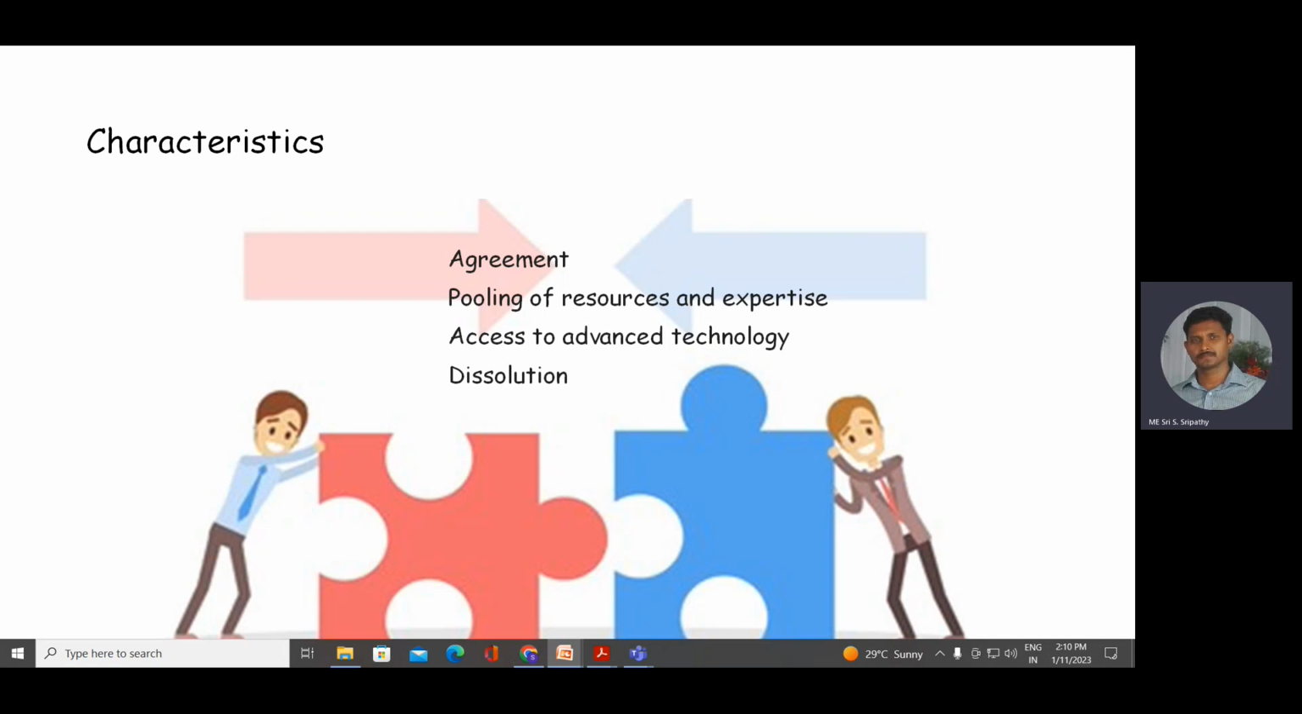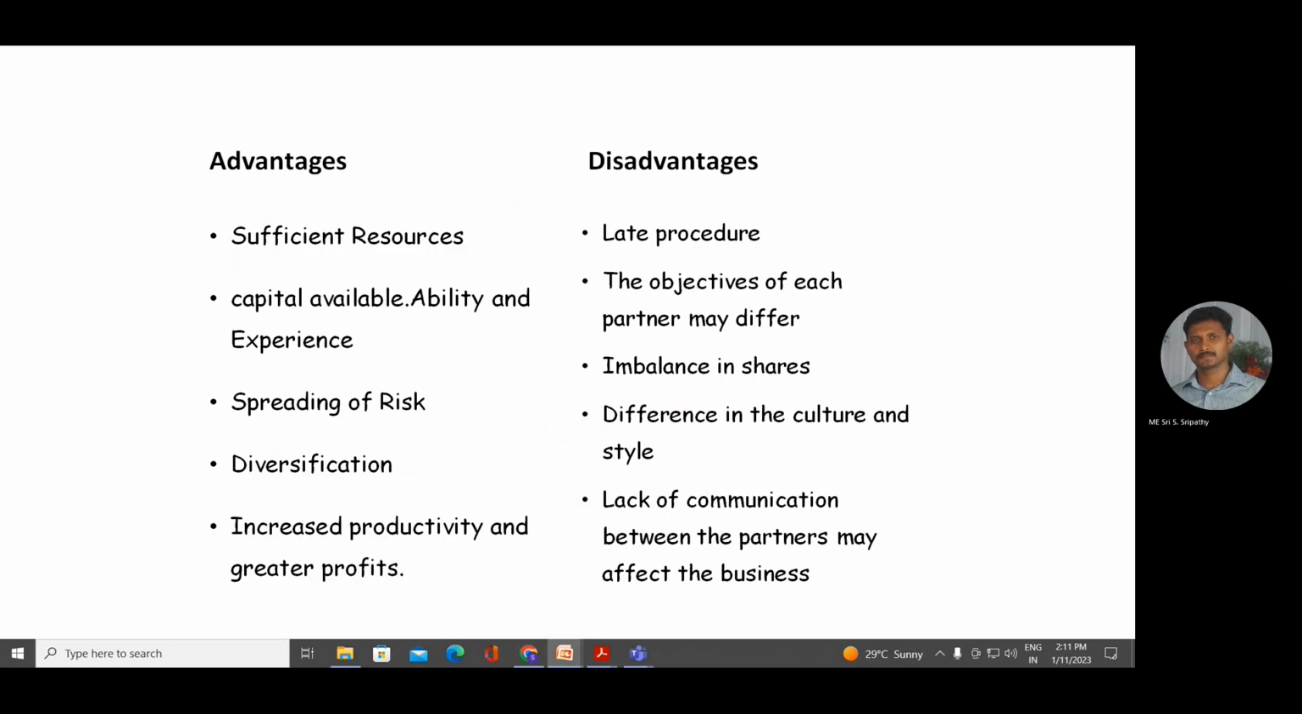Now, coming to the characteristics of a joint venture business organization, there shall be an agreement between the firms, pooling of resources and expertise, access to advanced technology, resolutions. Now, coming to advantages of this joint venture, sufficient resources shall be provided, capital availability, ability and experience, spreading of risk, diversification, increased productivity and greater profits.